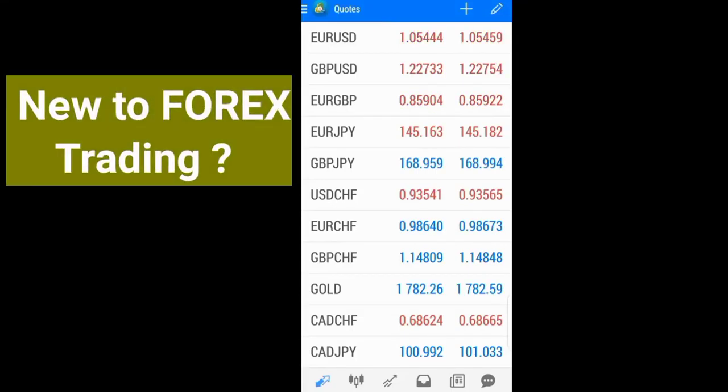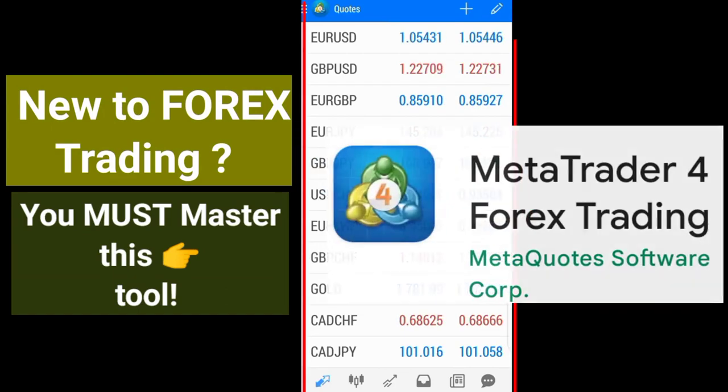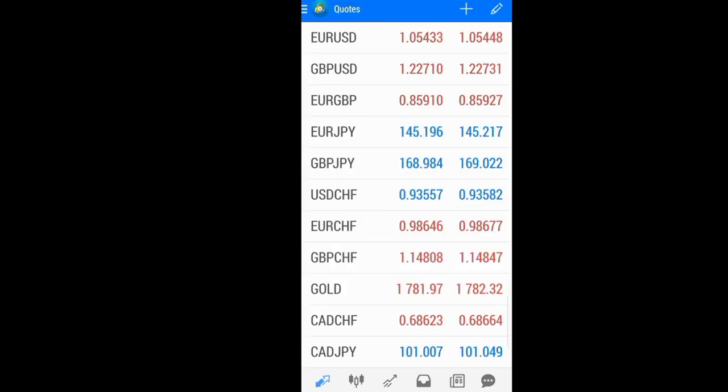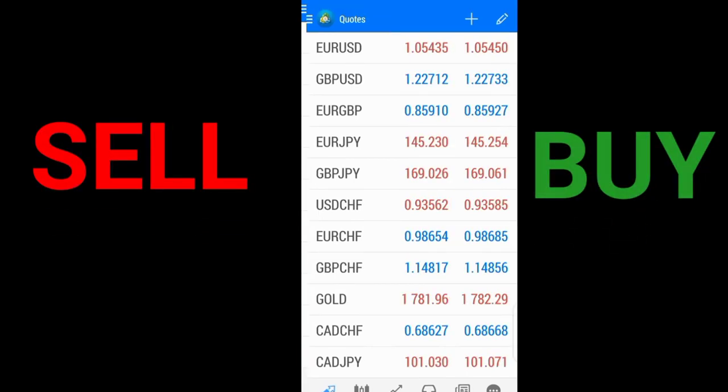If you are new to forex trading, you have to understand the basic tool that you require to trade in the forex market, and that is your trading platform, MetaTrader 4. There are other versions like MetaTrader 5, but the most commonly used platform is MetaTrader 4. This platform will enable you to buy and sell in the forex market, and every forex broker offers MetaTrader 4 to its clients.